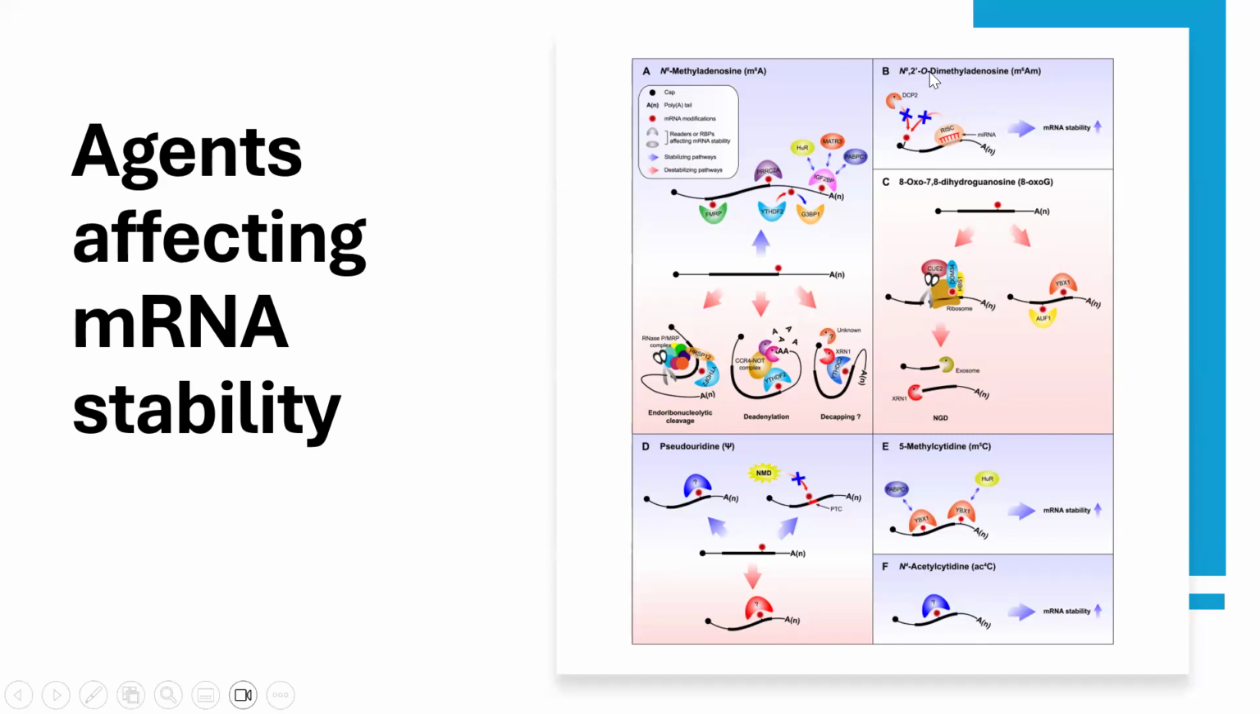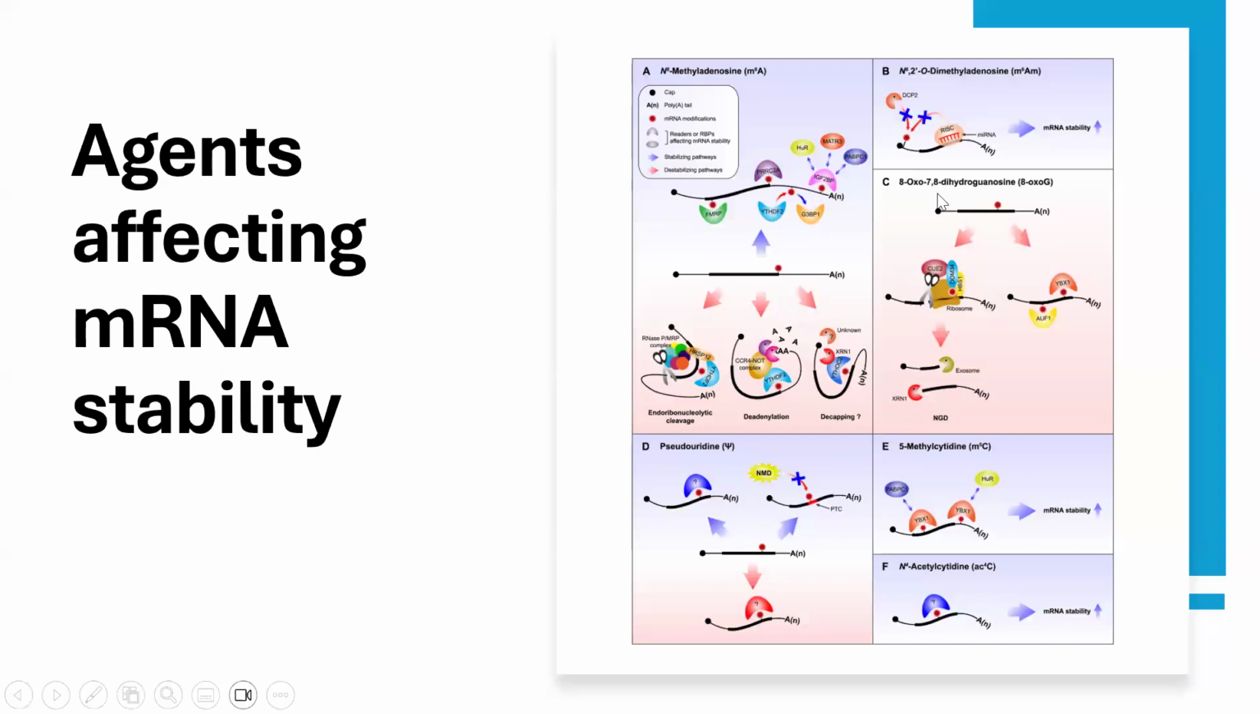Right. So up here is an example, this N6 2' O dimethyl adenosine. I do not need you to know that name. But what it does is when it's on the mRNA, it prevents these RNases, which are enzymes that chew up the RNA, from chewing it up. And so that means that the stability of the mRNA goes up.